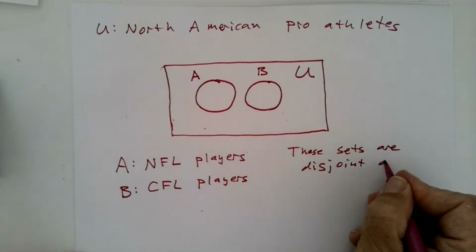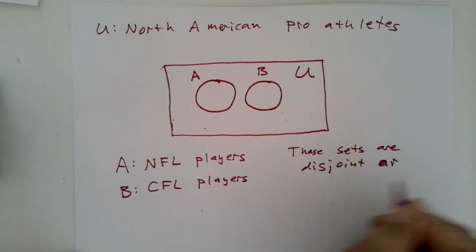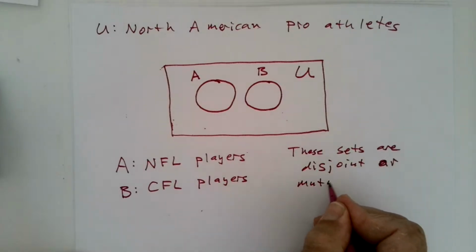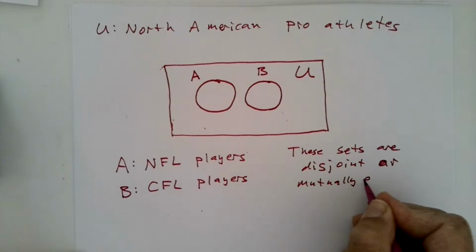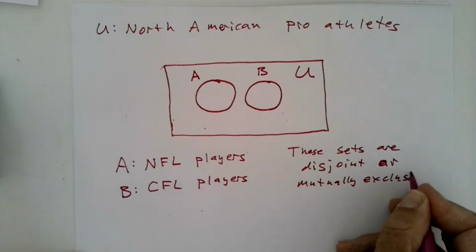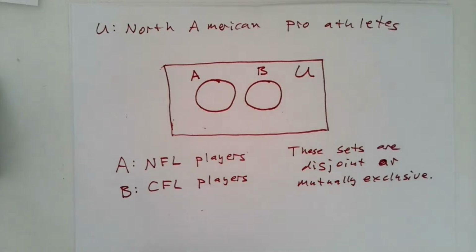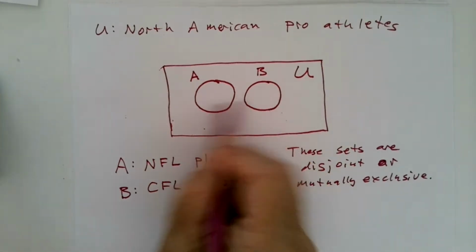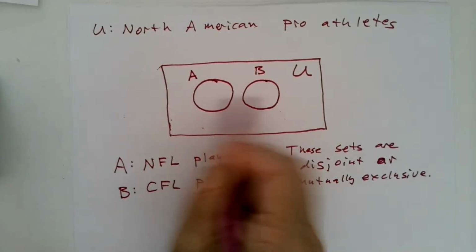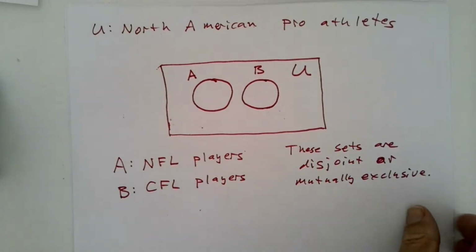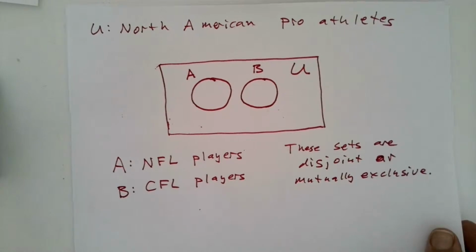Another term that we use is mutually exclusive. So if you have a situation where there is no overlap, the sets are disjoint. They are mutually exclusive. You cannot be in both sets simultaneously. So if you have two mutually exclusive sets, it sort of looks like this. This is our basic appearance of the Venn diagram for two sets that are mutually exclusive.